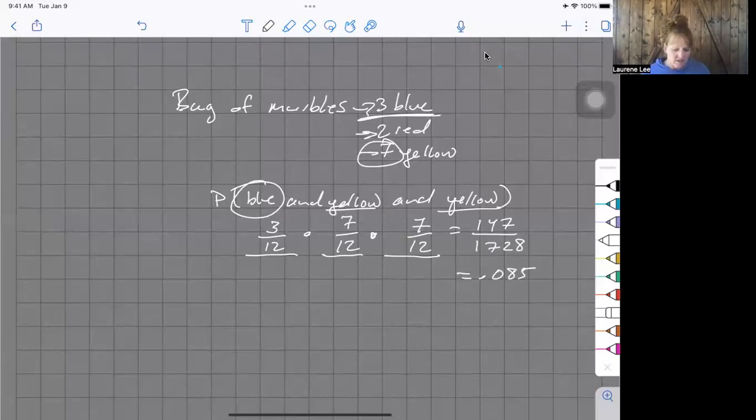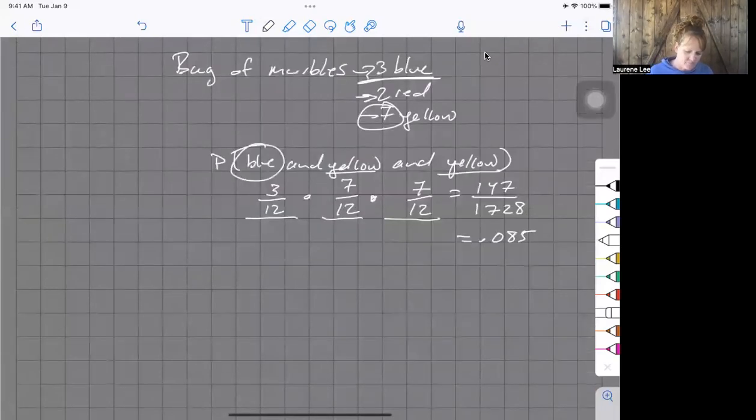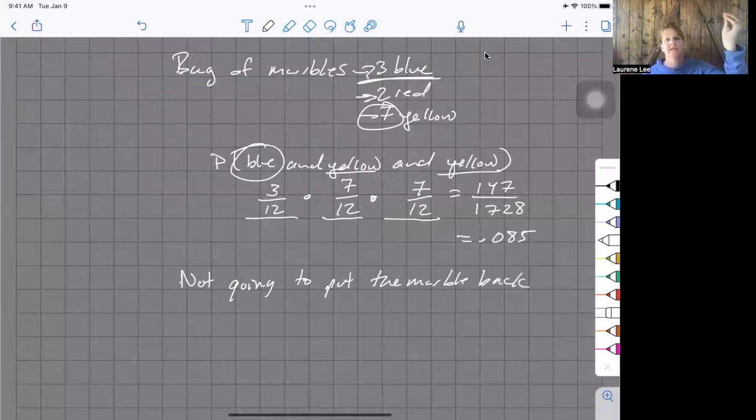All right, now let me change the scenario a little bit. Same bag of marbles, but now I'm not going to put the marble back. Okay. So I'm going to draw this first marble. I'm going to get a blue, and then I'm going to set it aside. And then I'm going to draw a yellow, and then I'm going to set that aside, and then I'm going to draw another yellow. Now think about what's happening in the bag.